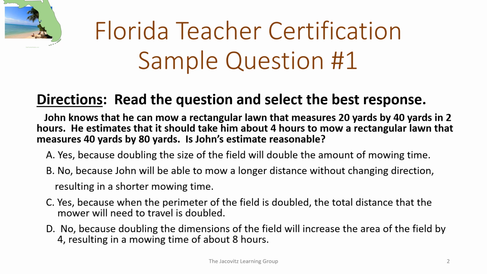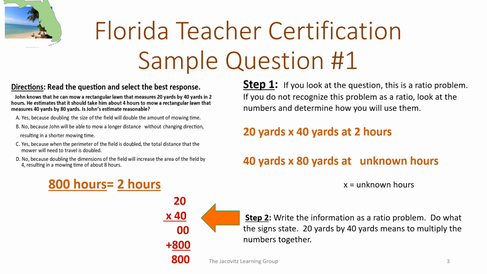John knows that he can mow a rectangular lawn that measures 20 yards by 40 yards in 2 hours. He estimates that it should take him about 4 hours to mow a rectangular lawn that measures 40 yards by 80 yards. Is John's estimate reasonable? So when we move on, we look at the quickest way we can solve this. For those of you who are math teachers, you know that 20 by 40 is 2 times 4, and just add 2 more zeros. That's going to give you 800.